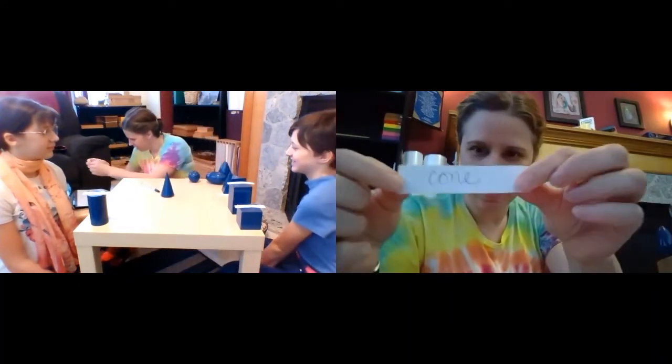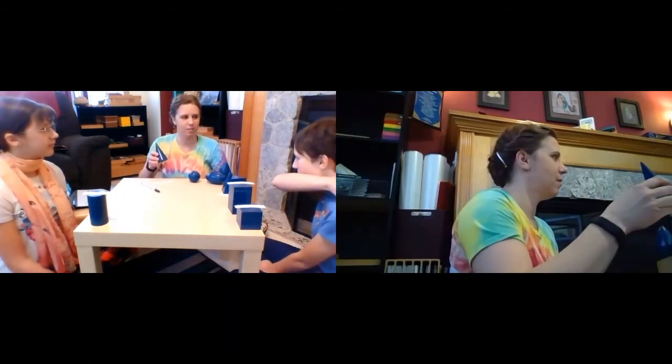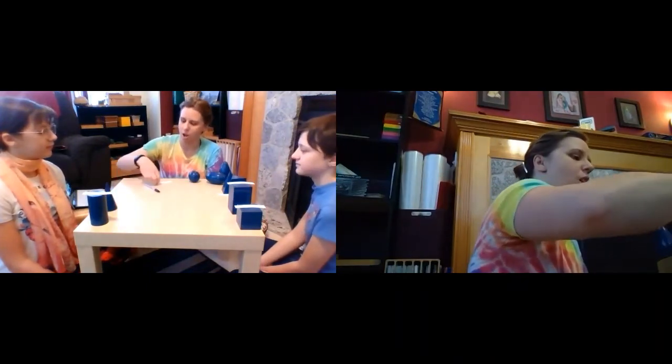Okay. So this one is cone, and cone comes from the Greek konos, meaning cone. It also has the root of pine cone. And if you think about it, it looks kind of like the same shape as a pine cone on a tree. You have to use your imagination a little bit. So, the cone.